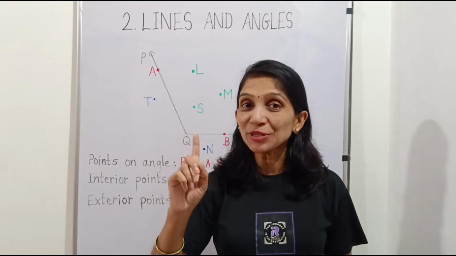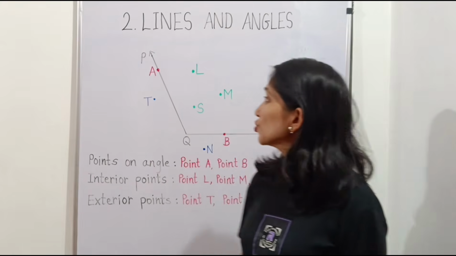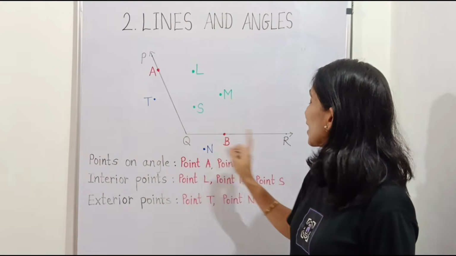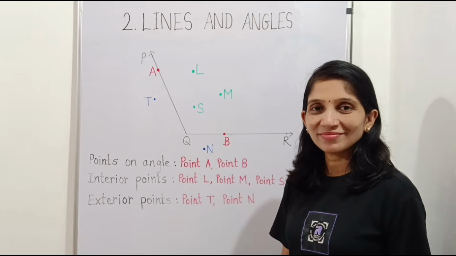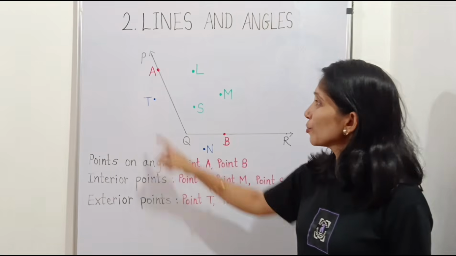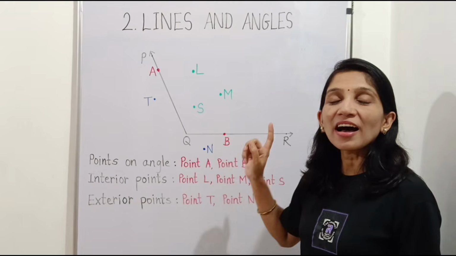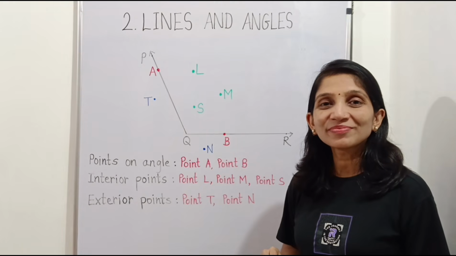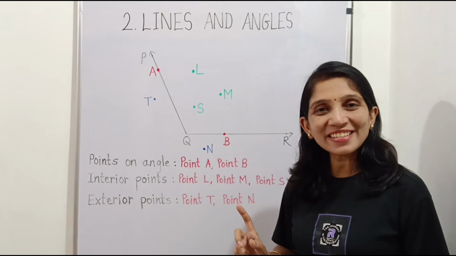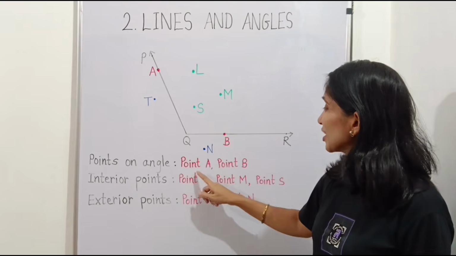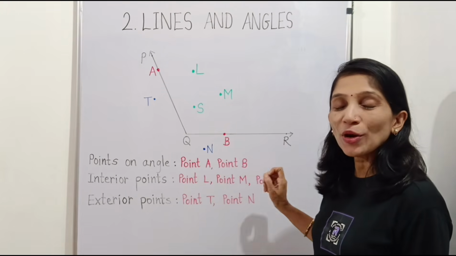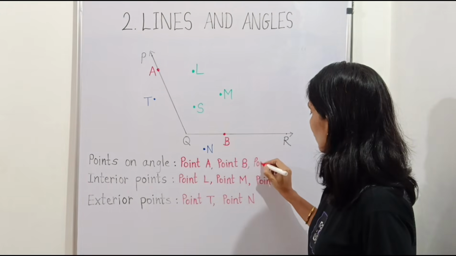Detectives, can you tell me where will you show point P, Q and R? Yes, point P, Q, R lie on the arms. They are our security guards. So, you will show them in points on angle.